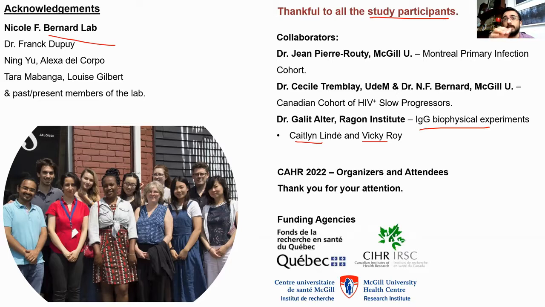However, what they also did was isolate NEF and VPU from elite controllers and compare them with those from progressors, and they observed that elite controllers had lower NEF activity for downregulating CD4 and NKG2D ligands, and BST2 for VPU especially, and they were pivotal in doing that. However, we did not study that from the point of view of the virus from elite controllers and viremic controllers, but they were the ones who did that, yes.